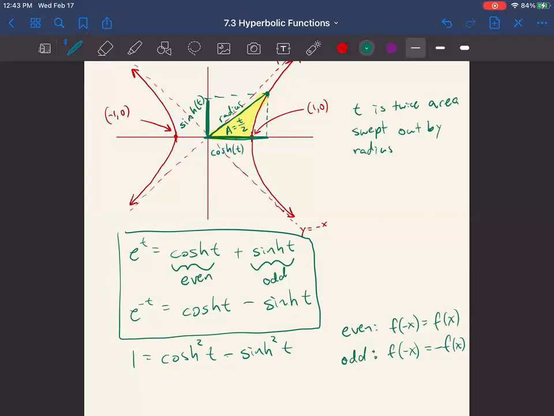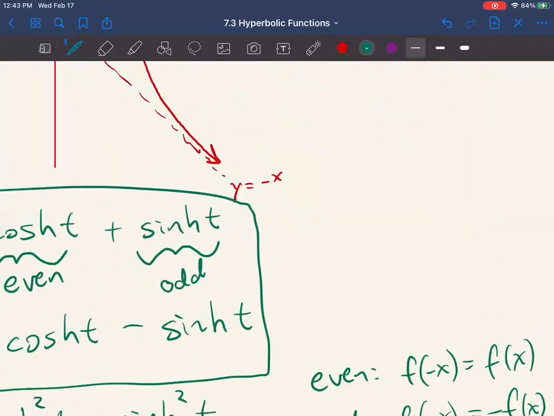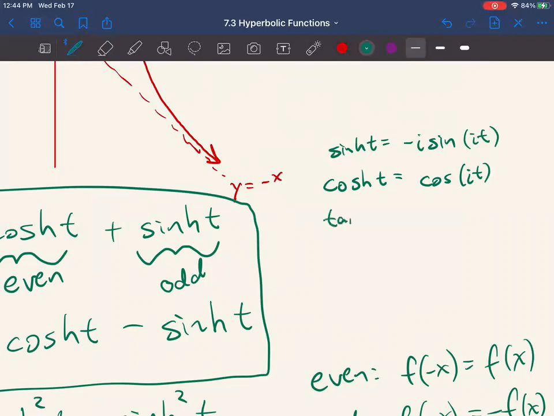From this, I can also show you some quick little relationships here. Sinh of t is also equal to negative i sine of it. So this is how they are related to the sines and cosines. Not going to go through and try and derive these. Cosh t equals cosine of it. And then the hyperbolic tangent of t is negative i tan it. And then you can just keep going through those, mixing and combining them and stuff like that, right?